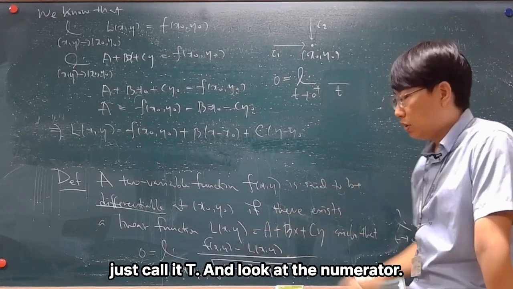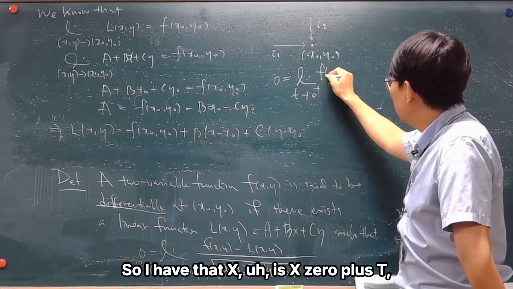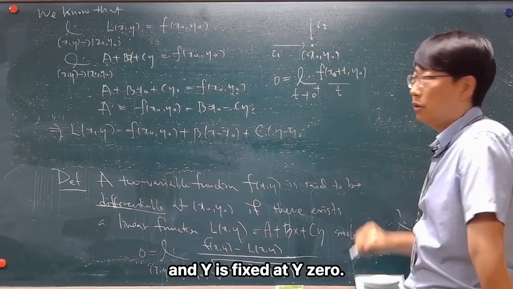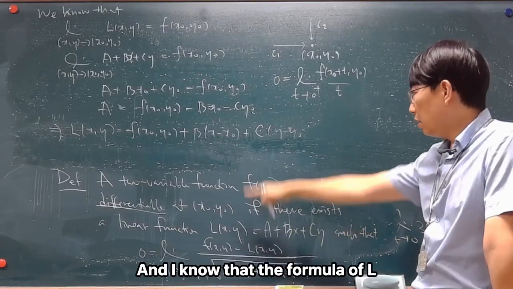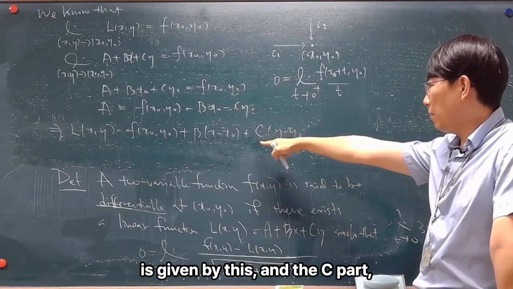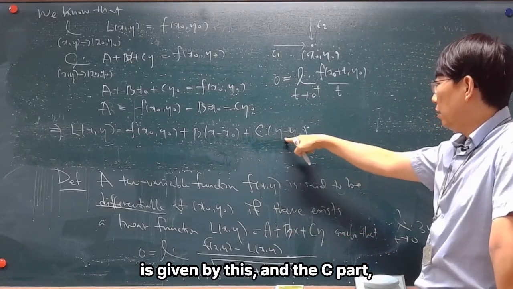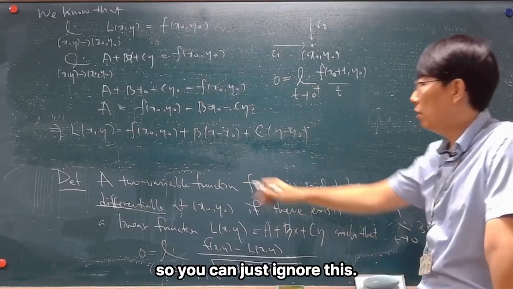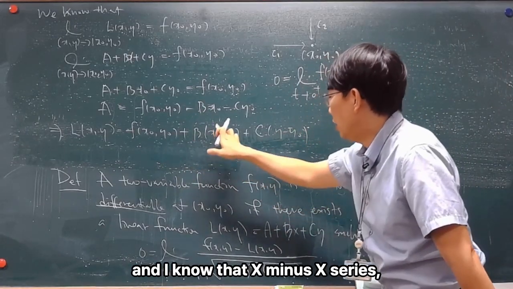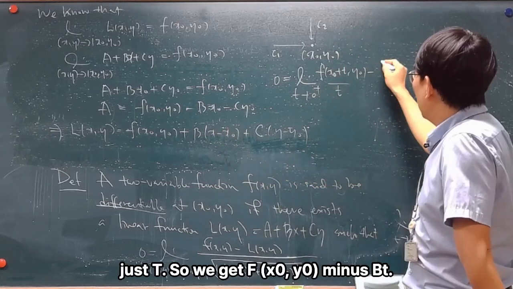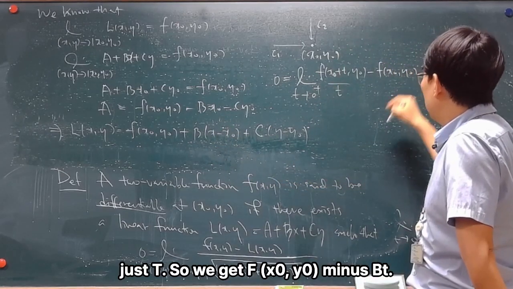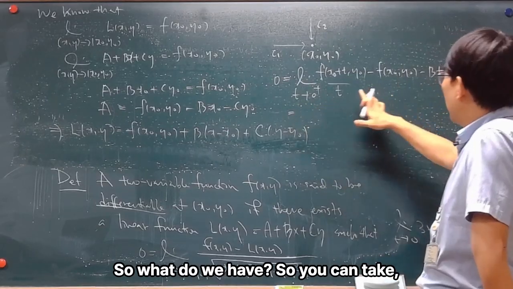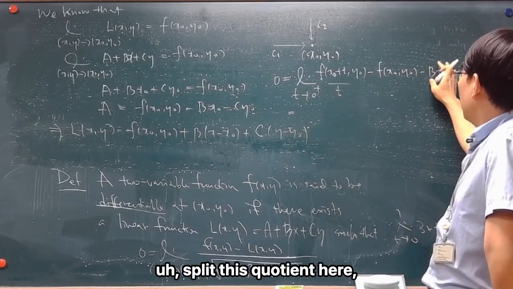And look at the numerator. I have that x is x0 plus t, and y is fixed at y0. I know that the formula of L is given by this. And for the c part, y is not changing from y0, so you can just ignore this. Only these two are left, and I know that x minus x0 is just t. So we get f(x0 plus t, y0) minus f(x0, y0) minus bt. So what do we have? You can split this quotient here.